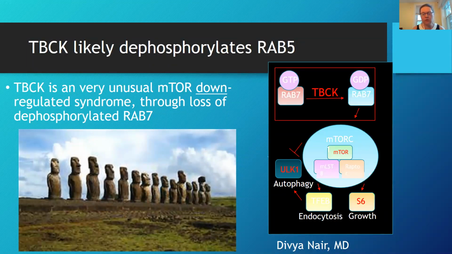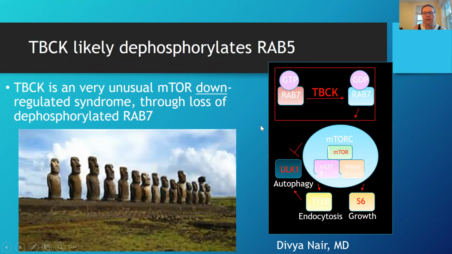So I'm going to quickly go through a little bit of this. It turns out that we were able to show that it's a very unusual downregulation of mTOR. The vast majority, I'm sure you know, of mTORopathies involve upregulation of mTOR. So this was kind of the opposite. And so we put together what was known about the domains in TBCK and did some functional testing on patient cells and showed that it's actually a Rab GAP protein for Rab7 and Rab5.